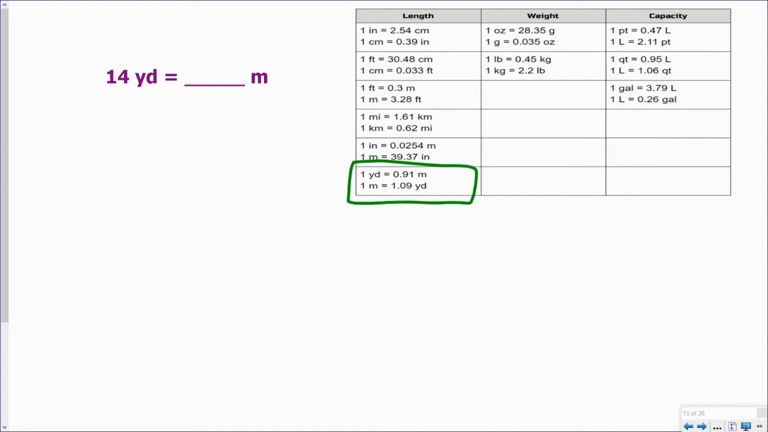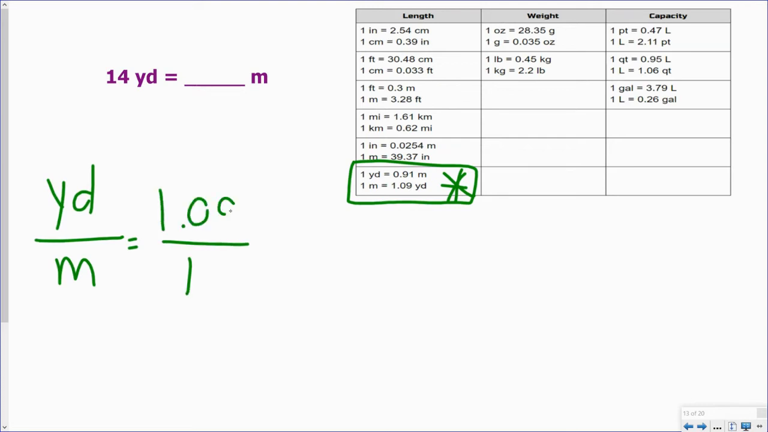I can use either one of those choices, and I'm going to get a correct answer, but they're going to be just a little bit different answers because of the numbers and the rounding that happens up here in the table. So first of all, I'm going to compare my yards to meters. And so here I have 1 meter and 1 and 9 hundredths yards. And that gives me 14 yards here. And I'm looking for how many meters I need.